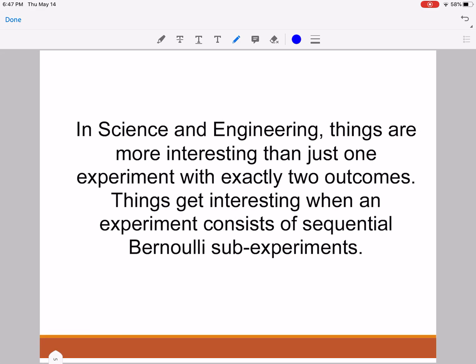However, in science and engineering, things are much more interesting than just performing one single experiment that has exactly two outcomes. Things get much more interesting when you perform a series of Bernoulli trials. Now remember, Bernoulli trials are a very specific example of independent trials where each trial is going to have the same probability model, a probability mass function of a Bernoulli random variable. But things become much more interesting when we perform several of these Bernoulli trials, and depending on what we are interested in, that gives rise to different kinds of families of discrete random variables.